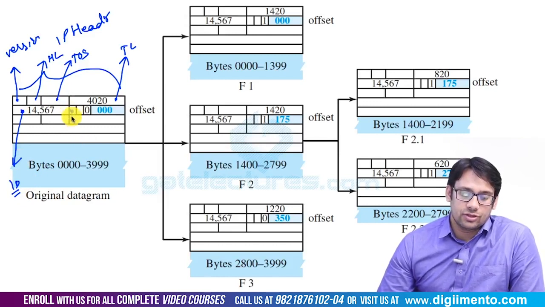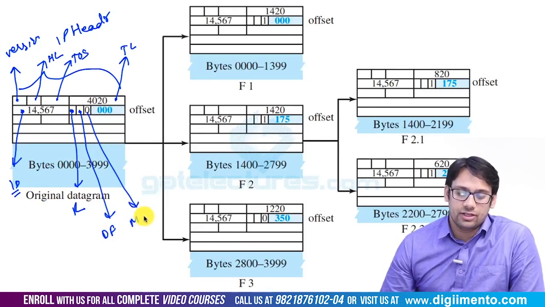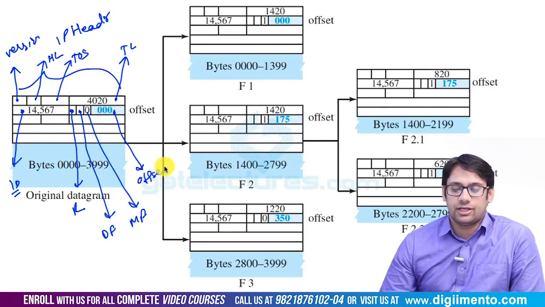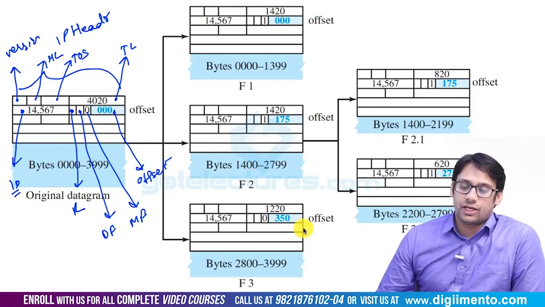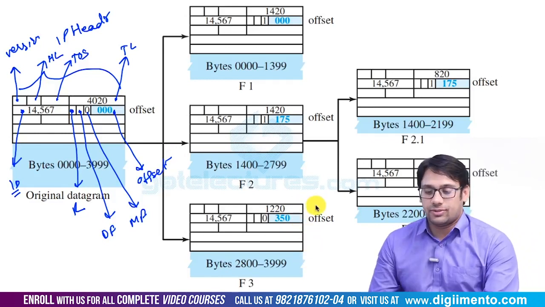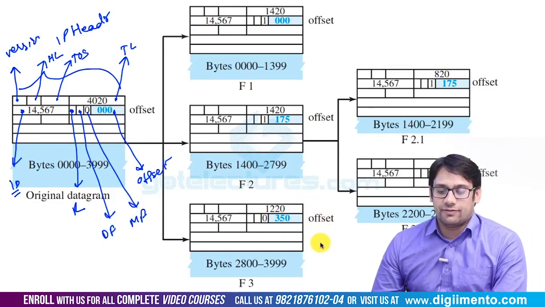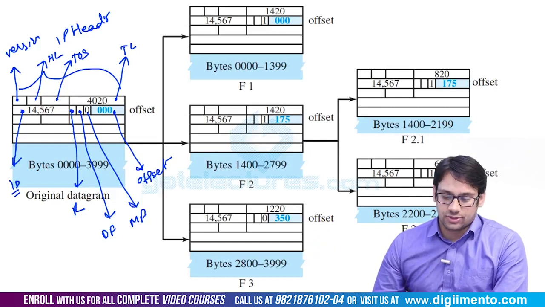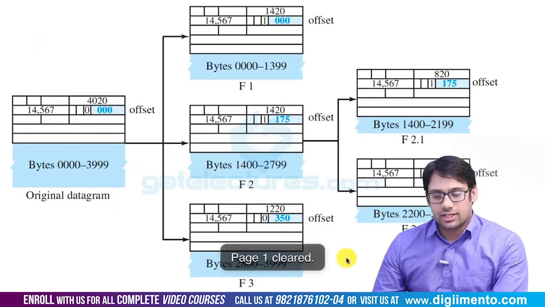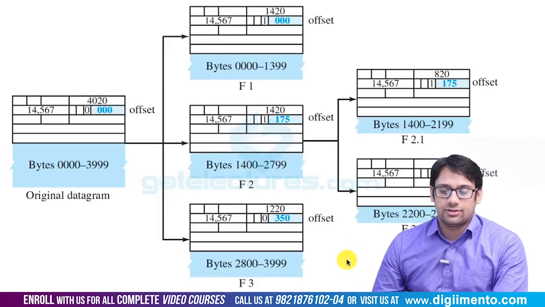This is your reserved field. This is your do not fragment field. This is your more fragment field, and this is your offset field. We'll discuss each and every field one by one. So whenever you send some data through the network, how do the values in all these fields change? Take some time and draw this diagram as well as this diagram.